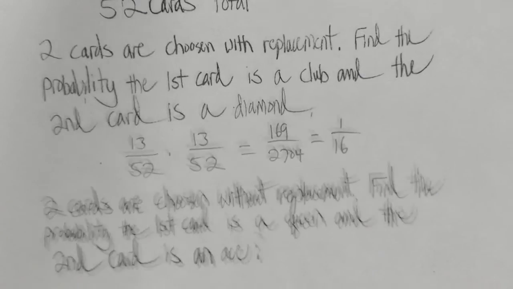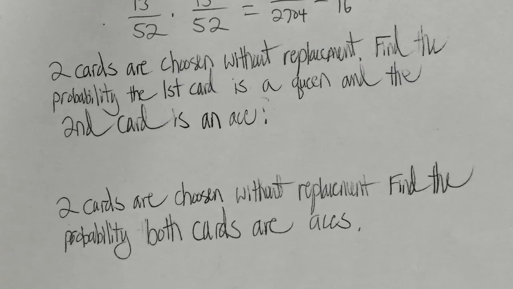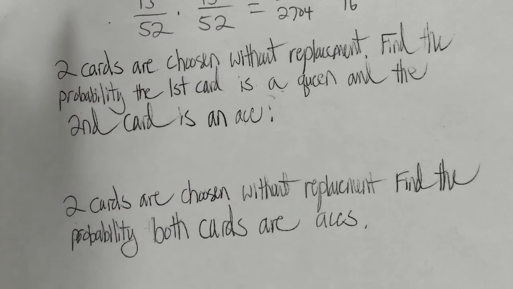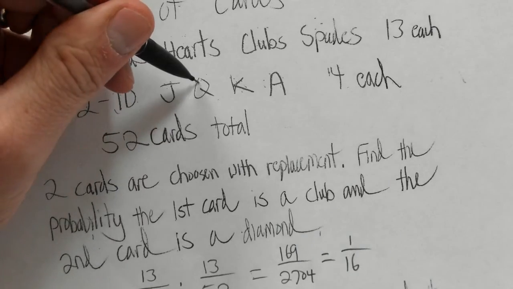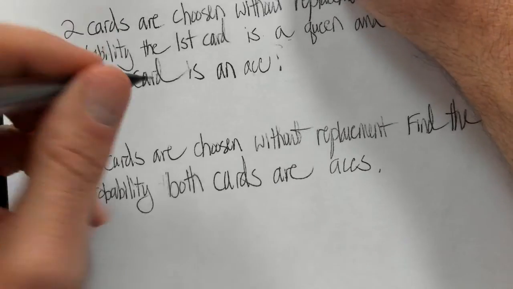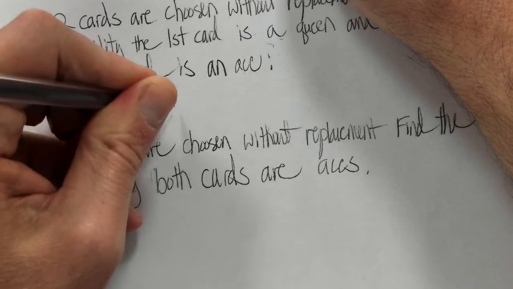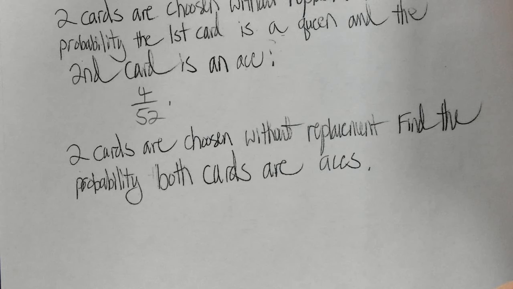All right? What about this one? 2 cards chosen without replacement. So this is dependent events this time. We're doing without replacement. Find the probability that the first card is a queen and the second card is an ace. First card is a queen. Well, how many queens you got in there? There's 4. So that would be 4 out of 52 times.